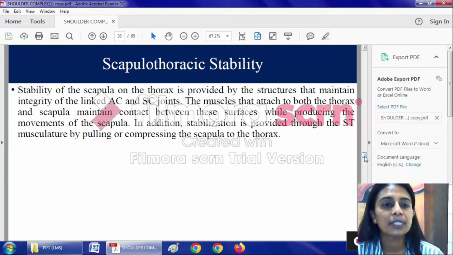Now, stability. Stability of the scapula on the thorax is provided by the structures that maintain the integrity of the linked SC and AC joints. The muscles that attach to both the thorax and the scapula maintain contact between these surfaces while producing the movement of the scapula. In addition, stabilization is provided through the ST musculature by pulling or compressing the scapula to the thorax.